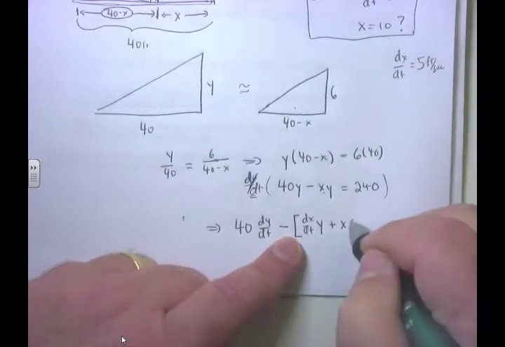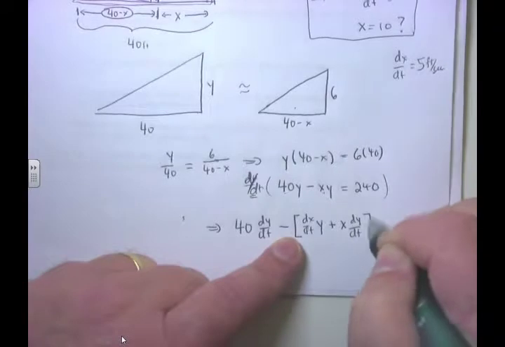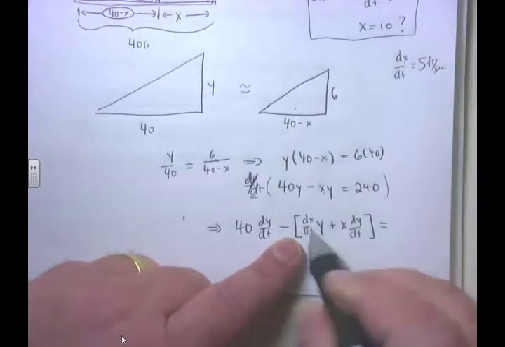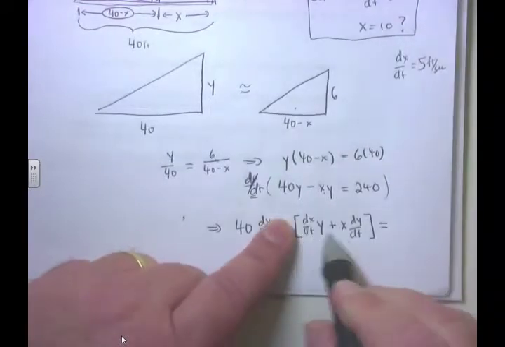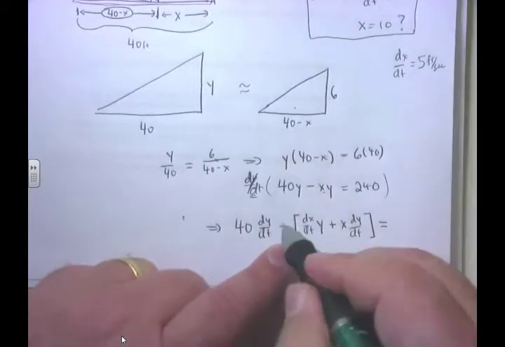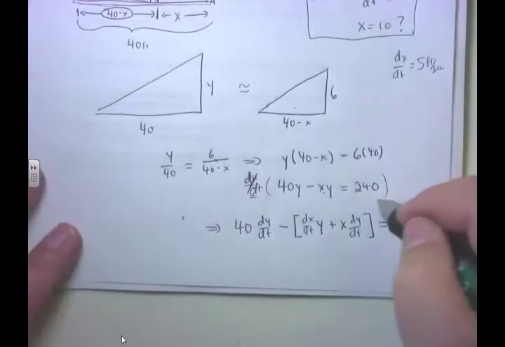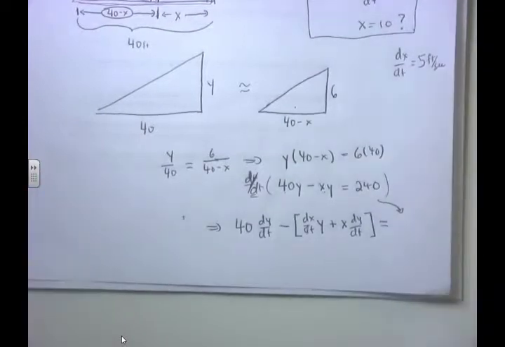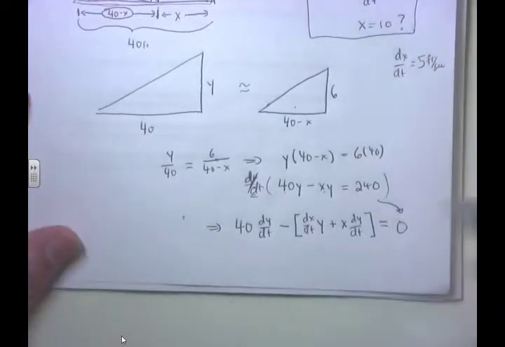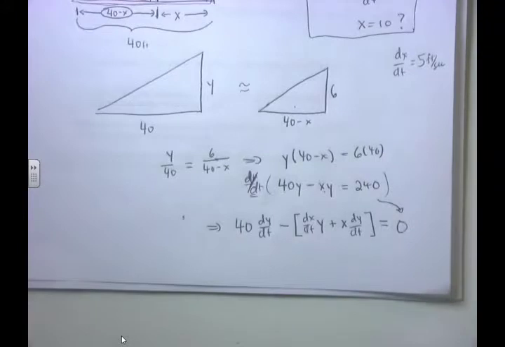What's the derivative of y with respect to t? dy over dt. There it is. There is the product rule: derivative of the first times the second plus the first times derivative of the second. And I just held the negative out front. Don't worry, I'll clean them up and distribute that later. However, here's the trick. What's the derivative of 240 with respect to t? 0, because it's a constant.